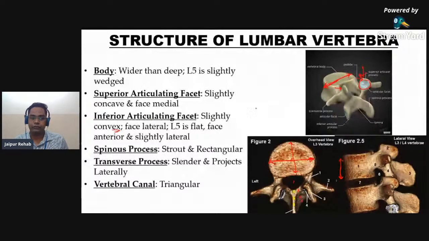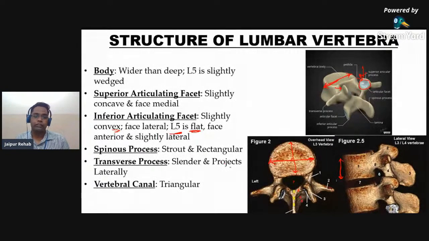They face laterally. The inferior articulating surface for L5 is quite flat. It is more straightened and flat, and it faces anteriorly. It is like this because the superior articulating surface of S1 is like this; it faces posteriorly. They are more straightened and flat, not concave or convex.